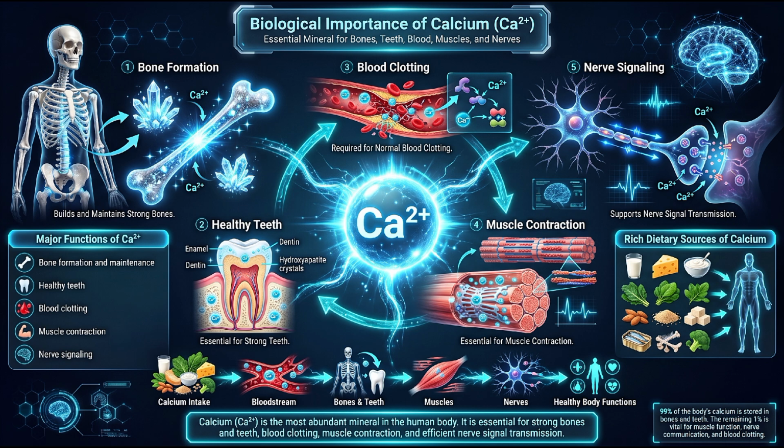Without calcium, neurotransmitter release would not occur efficiently, and communication throughout the nervous system would be severely impaired. Consequently, calcium is essential for normal brain function, sensation, movement, memory, and coordination. Calcium is also involved in numerous cellular processes beyond those highlighted in the infographic.